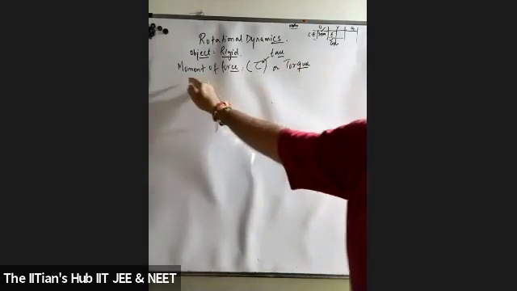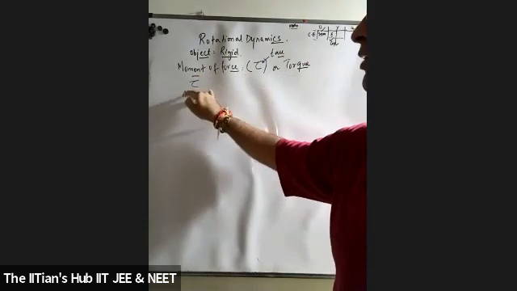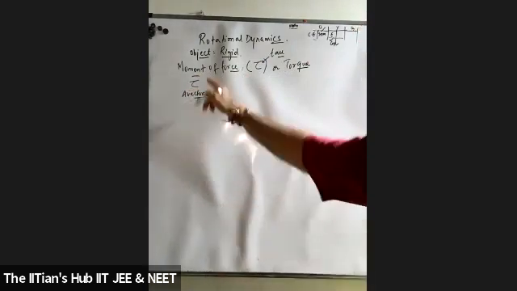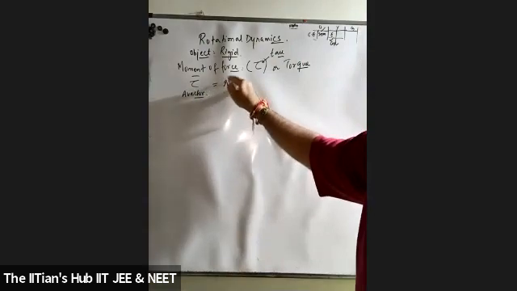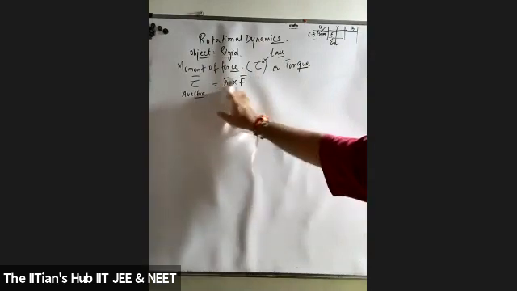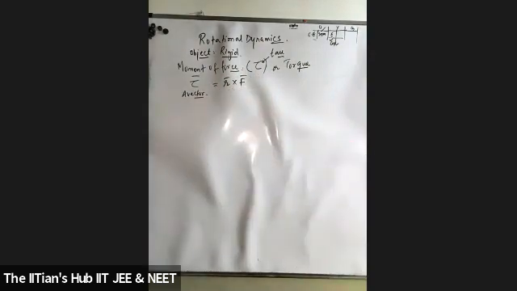Students, moment of force, torque, is a vector quantity. It's a vector quantity, students. Torque is actually expressed as what? It's R cross F. It's the force into the perpendicular distance from the axis of rotation, students.